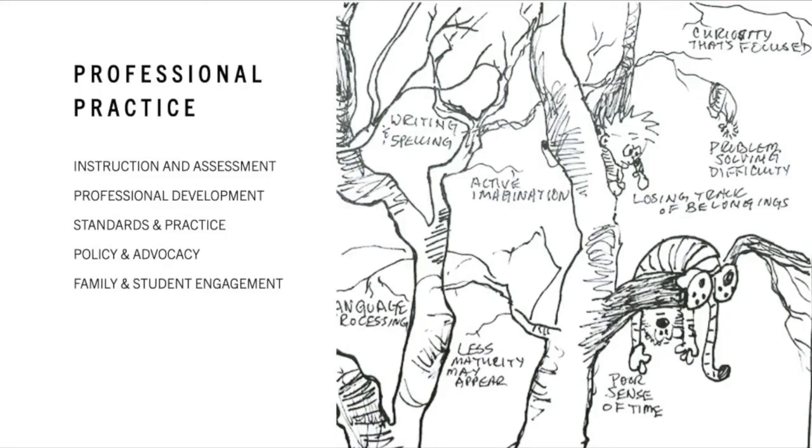The Council for Exceptional Children is here to support educators so that we can therefore support our students. Since the field of special education and gifted education is always evolving, as a professional association, they want to make sure that we have access to the tools, research, and learning we need to help students be successful. Some of the areas that we will look at today are instruction and assessment, professional development, standards and practice, policy and advocacy, and family and student engagement.